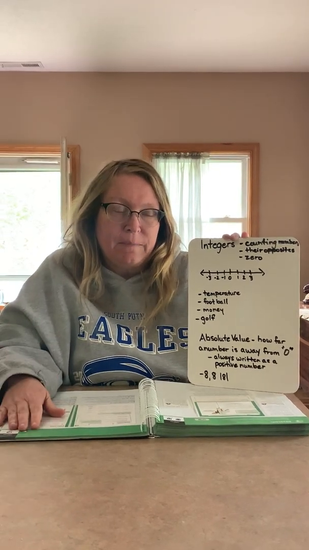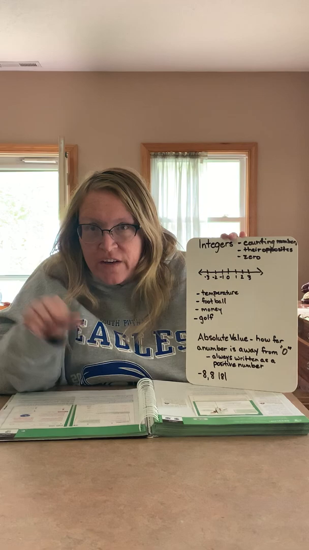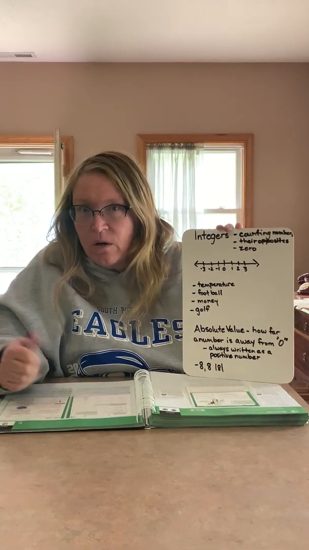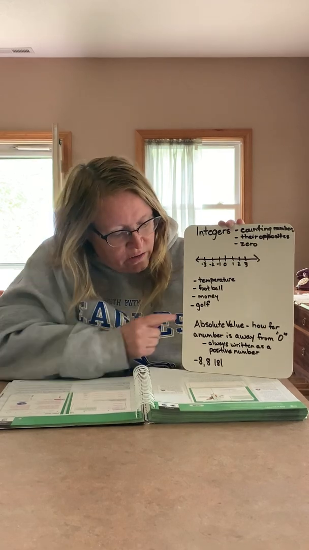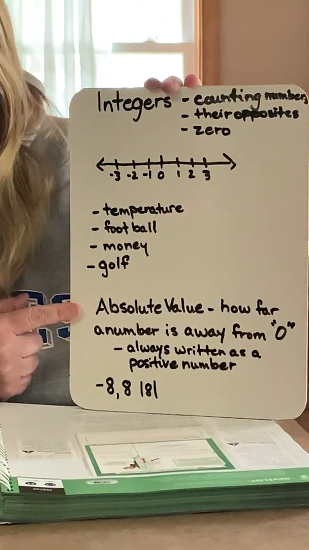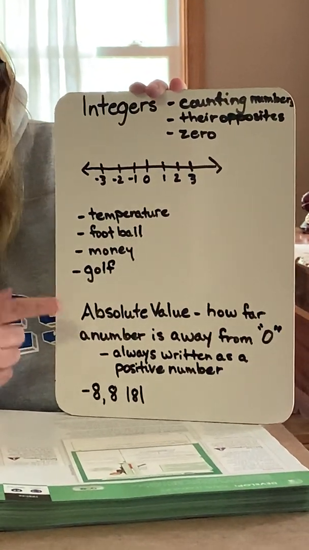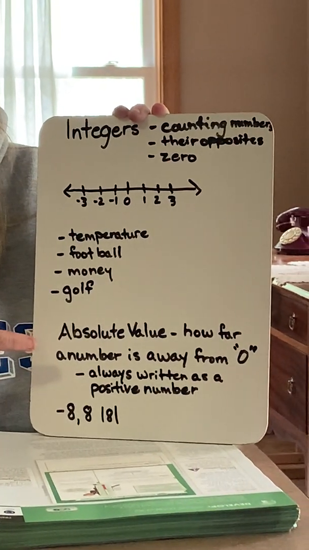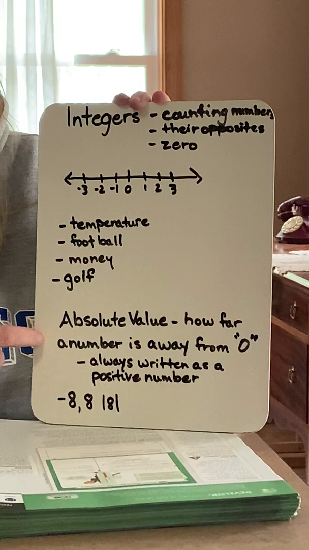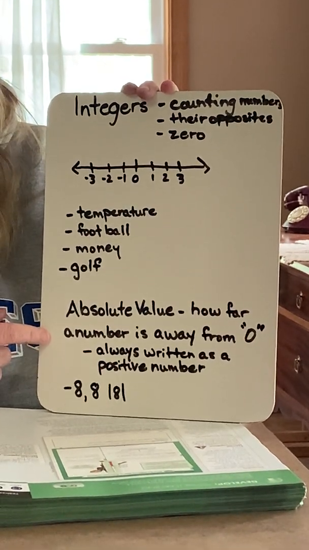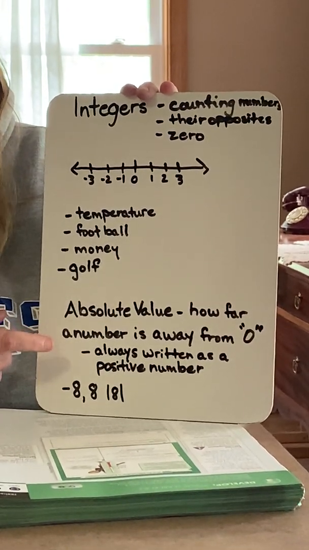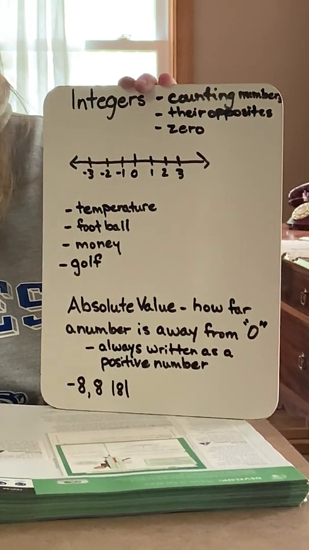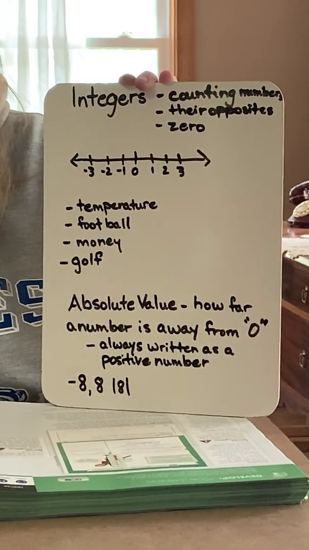But really, I'm going to go ahead and advance your knowledge base a little bit because I know you all can handle it. That is called the absolute value of a number. The absolute value of a number is how far away from 0 that number is, and it's always written as a positive, even though you might see it written as a negative.